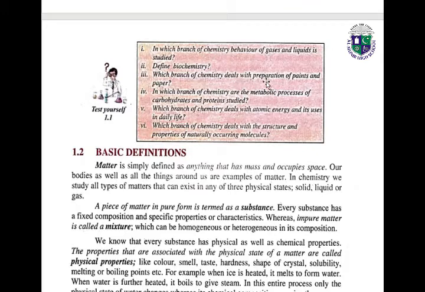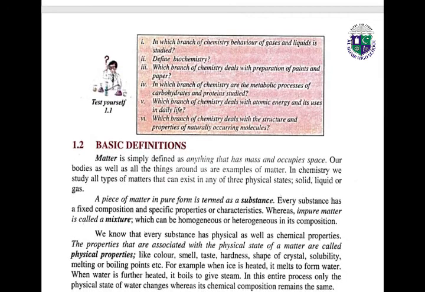Which branch of chemistry deals with the preparation of paints and paper? Yes. In which branch of chemistry are the metabolic processes? Answer is biochemistry. Yes. Which branch of chemistry deals with the atomic energy, nuclear energy? Answer is nuclear chemistry. Which branch of chemistry deals with the structure and properties of naturally occurring molecules? Yes, it is organic chemistry.